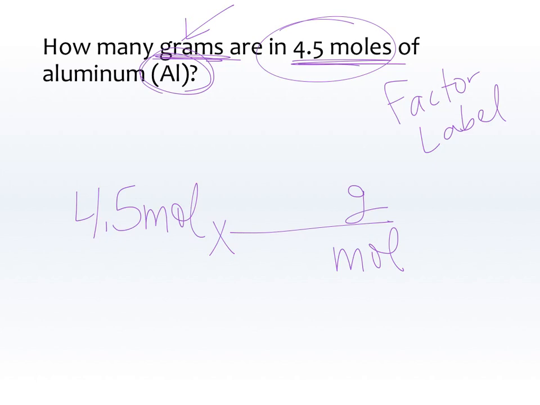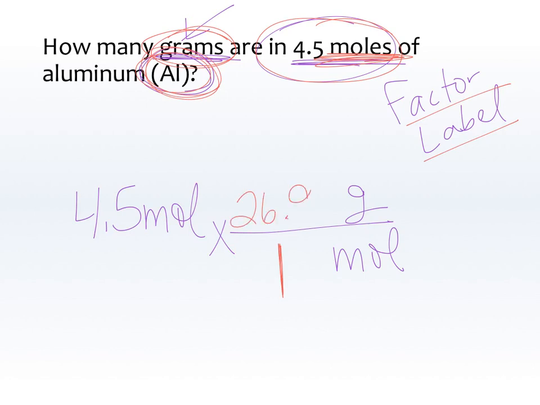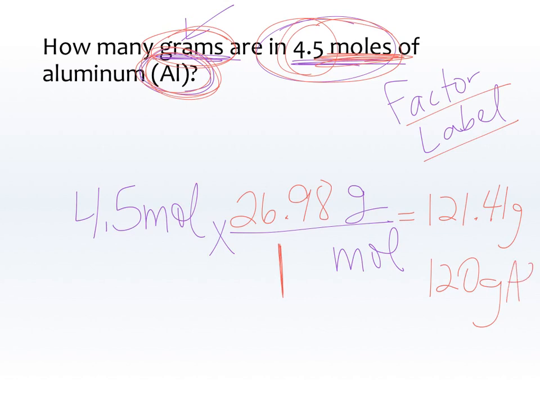That's your automatic every time for any factor label problem: start with what they give you, put that unit on the bottom, and put the unit you're looking for on the top. Now we need to figure out what numbers go in between. Remember that moles always gets the 1, because moles is always going to be the bigger unit. Aluminum on a periodic table looks like it's 26.98 grams. So my calculation is 4.5 times 26.98 divided by 1 equals 121.41 grams. Rounded to two significant figures is 120 grams of aluminum.